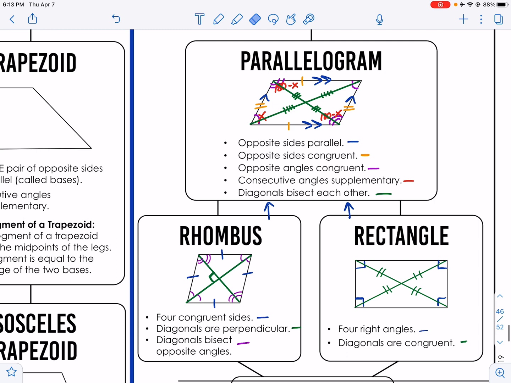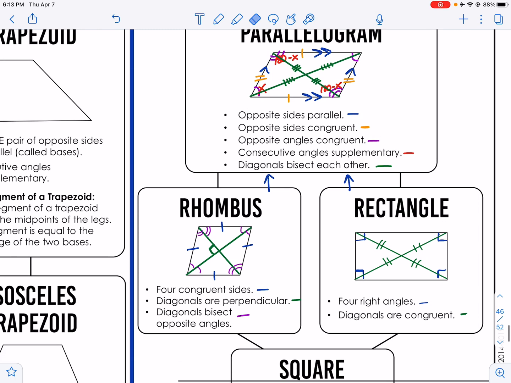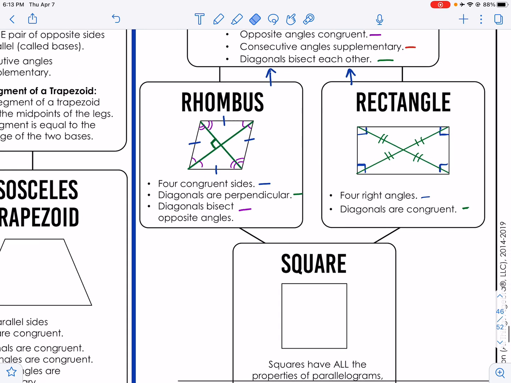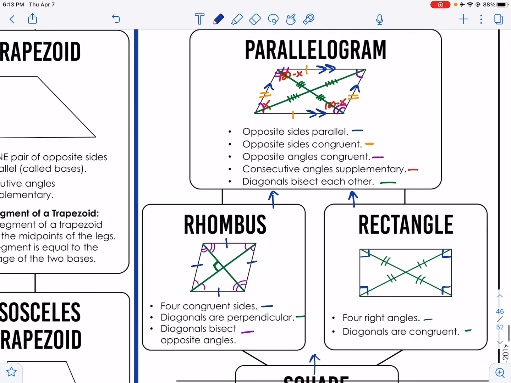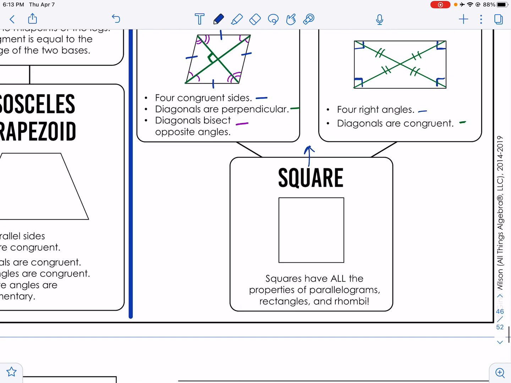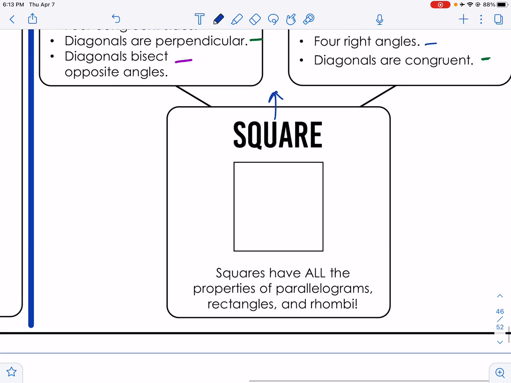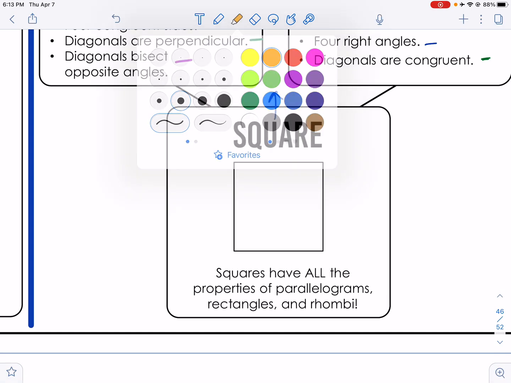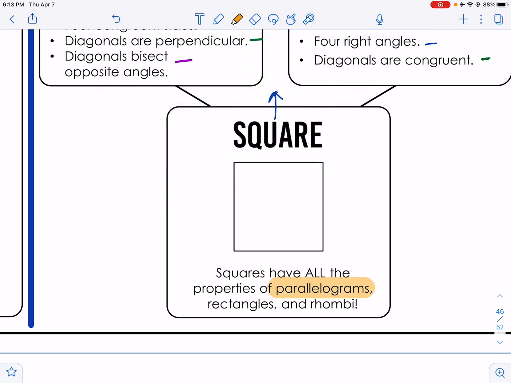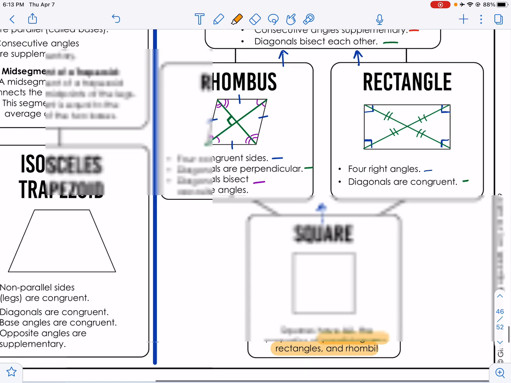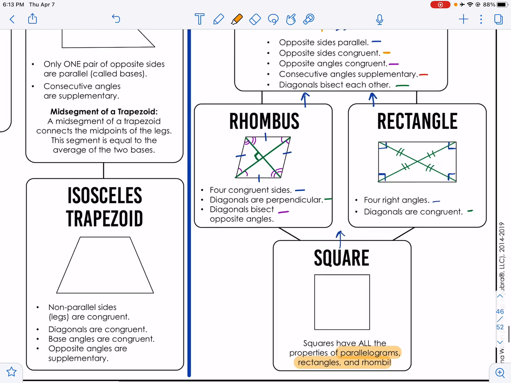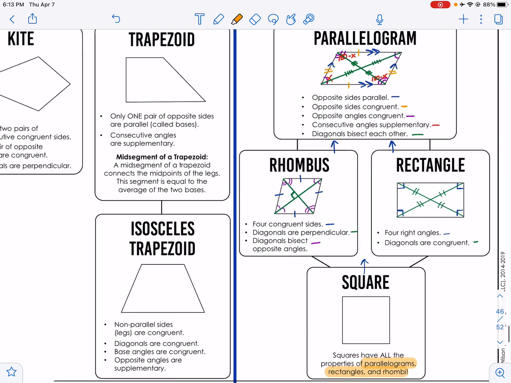Okay, and then last but not least is our favorite. A square has every single property listed above, every single property of a rectangle, rhombus, and a parallelogram. So we're not going to draw any of those on there. Just keep in mind what this states right here: all properties of parallelograms, rectangles, and rhombi. Okay? All right, use this sheet on the warm-up you're about to do and turn in class.